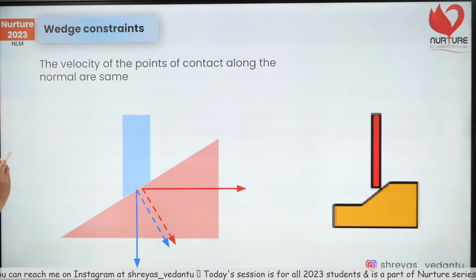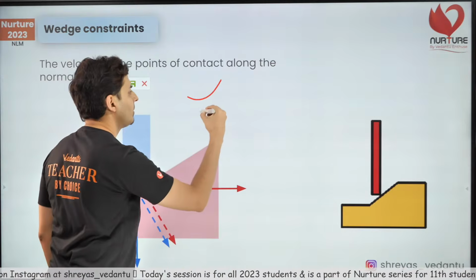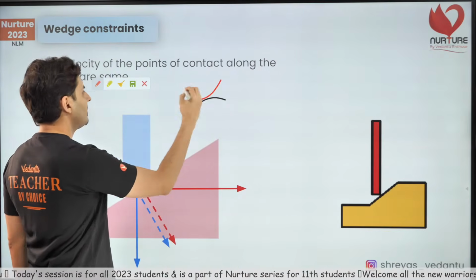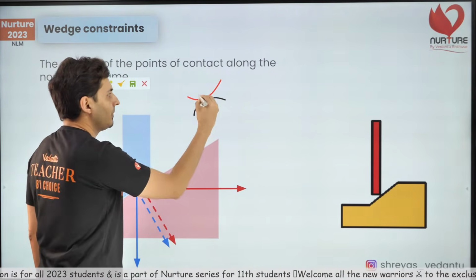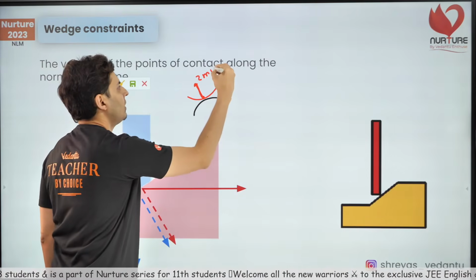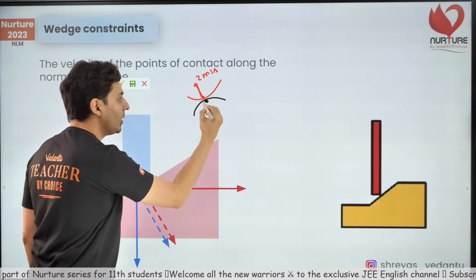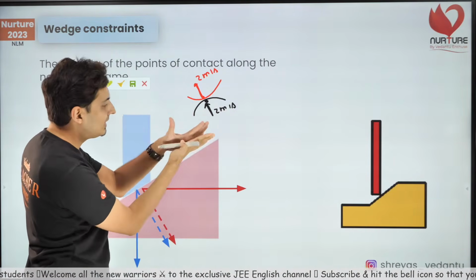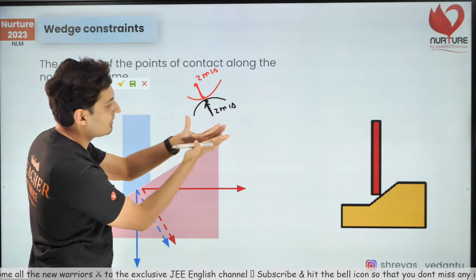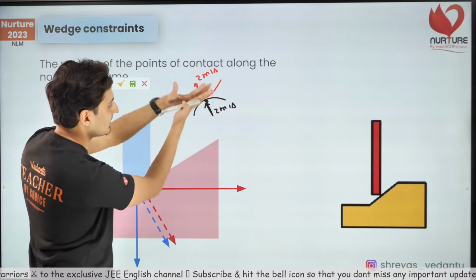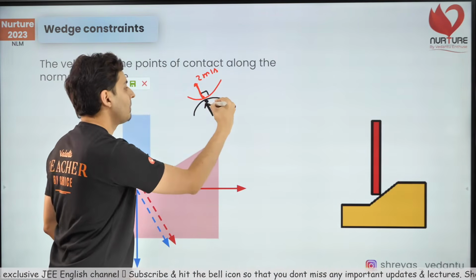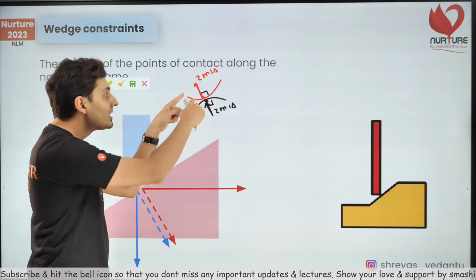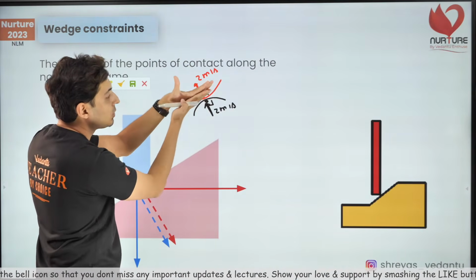Now my point is this. Whenever you have two surfaces in contact, the point on the red surface, for example, let's say it has 2 meters per second velocity, then the point of contact on the black surface must also have 2 meters per second, because if it doesn't, then the surfaces will separate. So they both must have the same velocity perpendicular to the surface of contact. So the point over here is check the velocity which is perpendicular to the surface of contact.